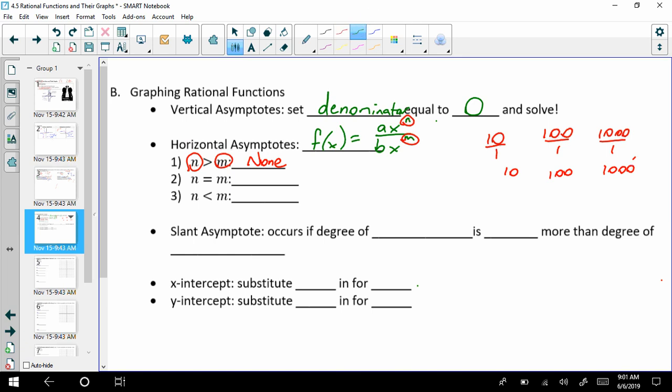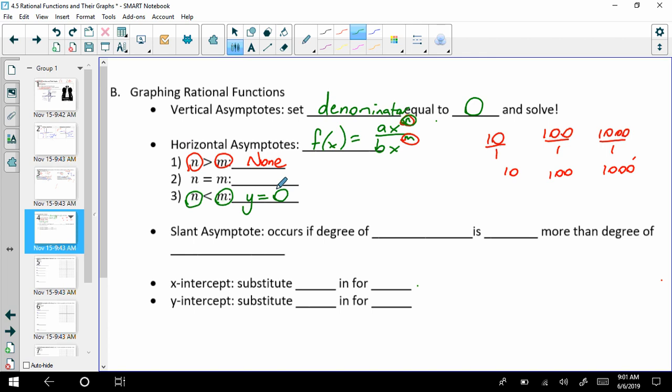Let's do this bottom one here. What happens if the exponent up top is less than the one on the bottom? So it's smaller up top than the one on the bottom. That means your horizontal asymptote is going to be at 0.